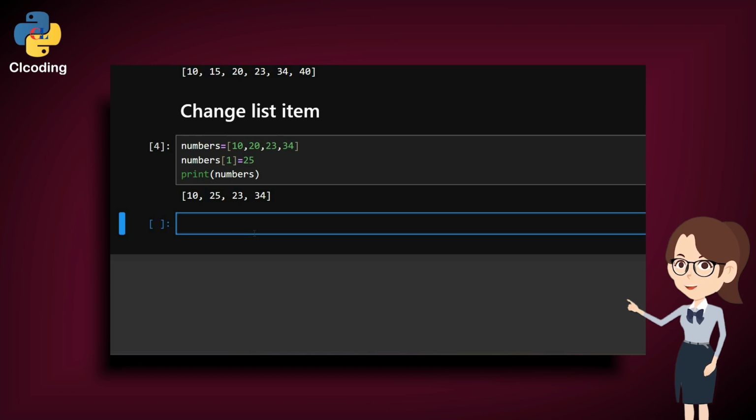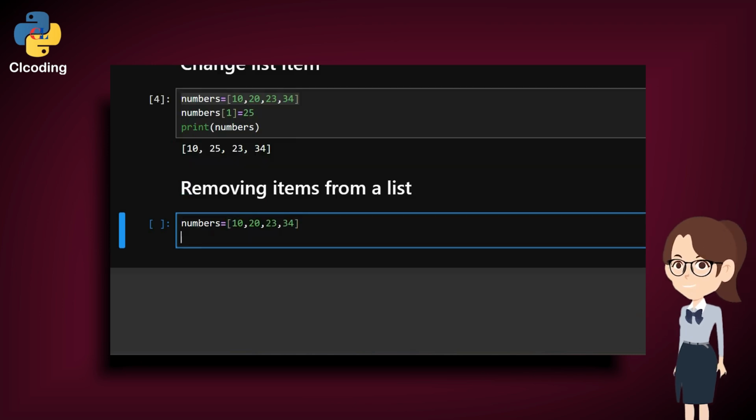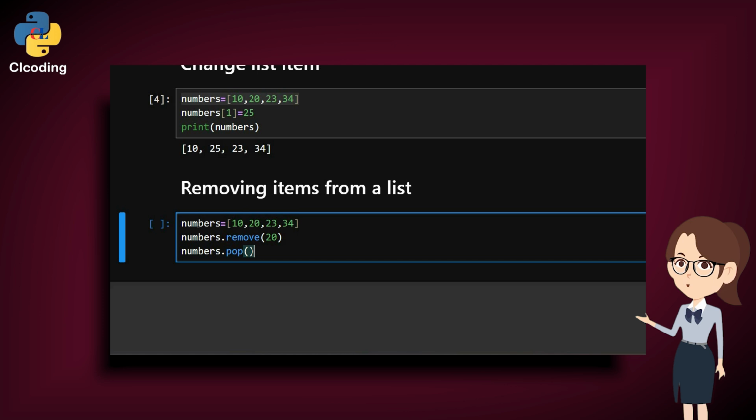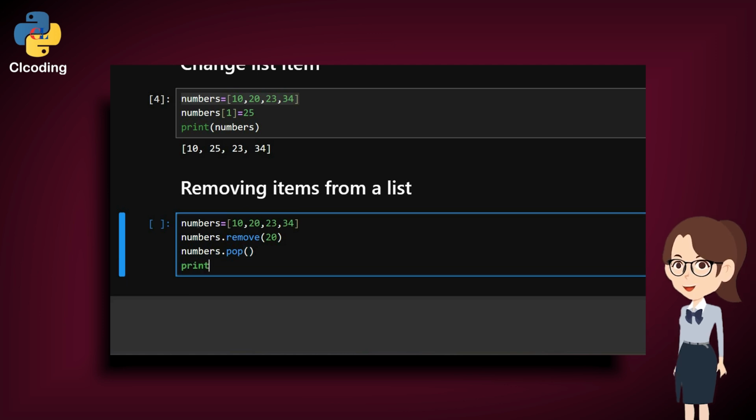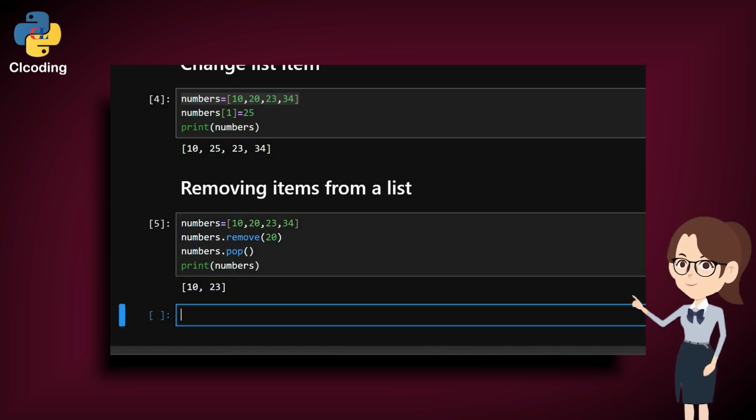Now the next thing is removing items from a list. We can remove items using the remove, pop or del method. This removes the specific value and this removes the last item. So let's print the list. So here we can see the output.